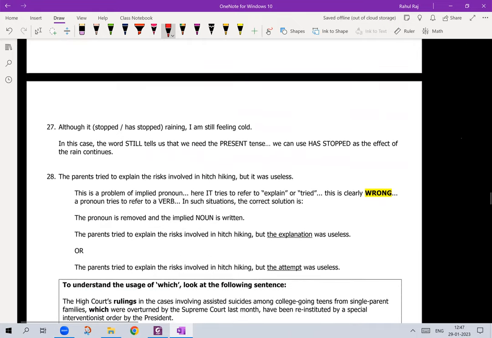Now, guys, the 27th number. It says, although it has stopped raining, I'm still feeling cold. When you say I'm still feeling cold, still denotes what? One moment of time. So imagine if you make a sentence, removing has stopped: although it stopped raining, I'm still feeling cold. Imagine you're making the sentence at 10 p.m. at night and it stopped raining at 10 o'clock in the morning.